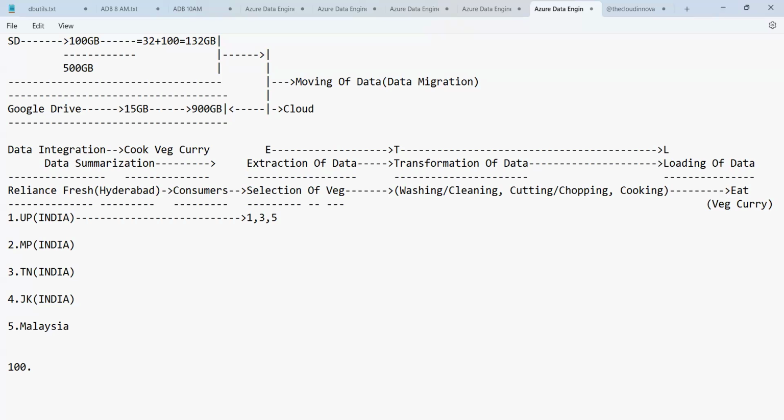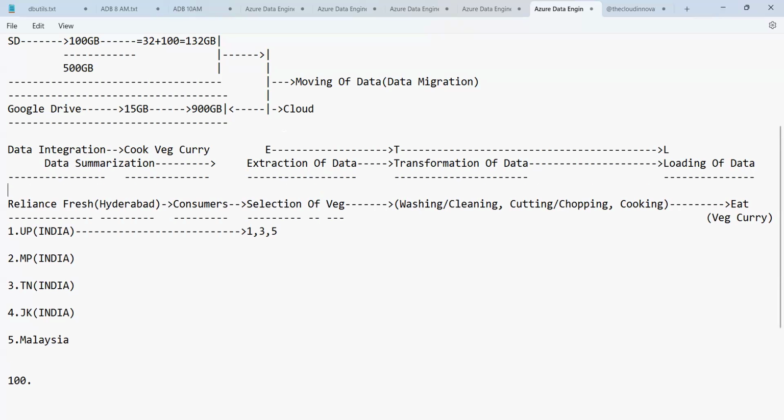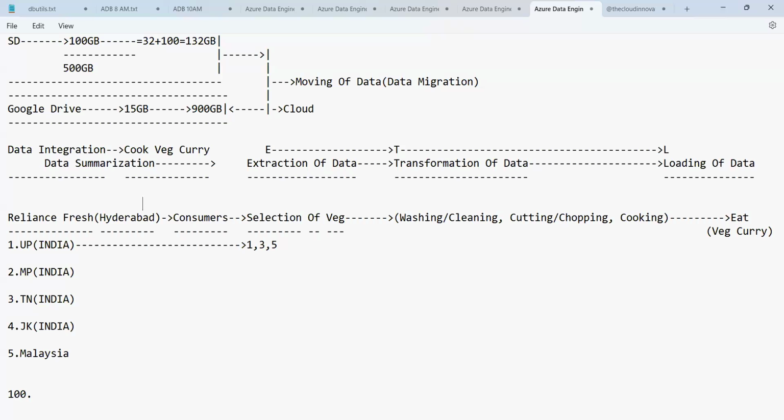Okay. So the same job we do here is the extraction of data. That means we have been to the Reliance Fresh supermarket and chosen some vegetables. So the same process we applied on the data as well. If you have a very massive amount of data with a massive number of columns, we will choose only the data which is required. So this is called selection or extraction of data.